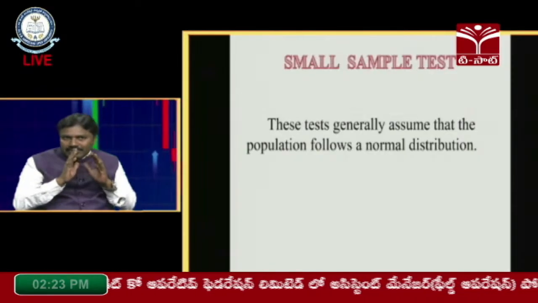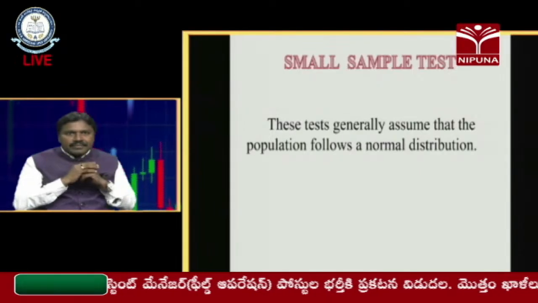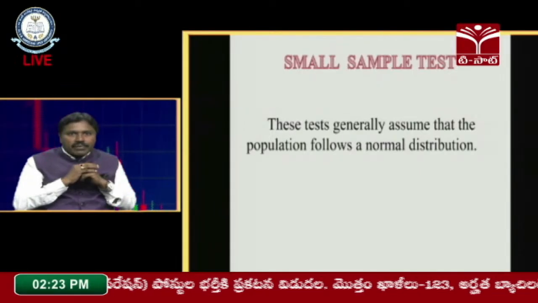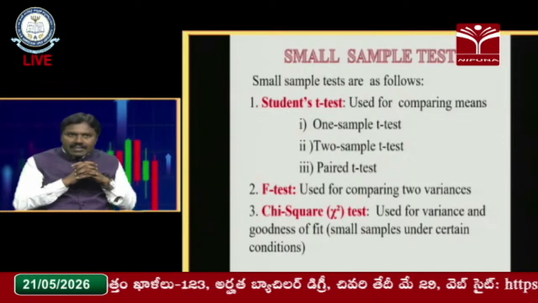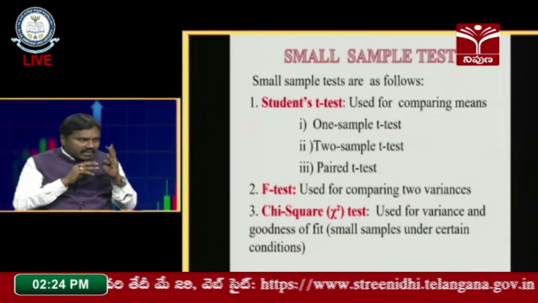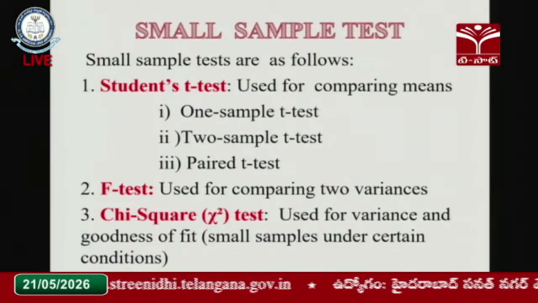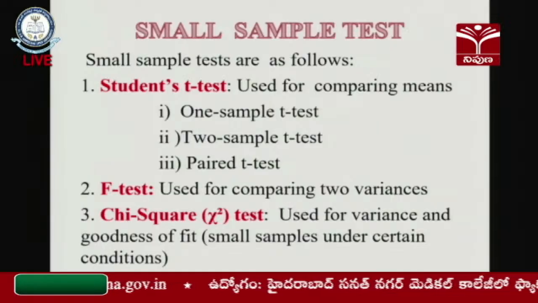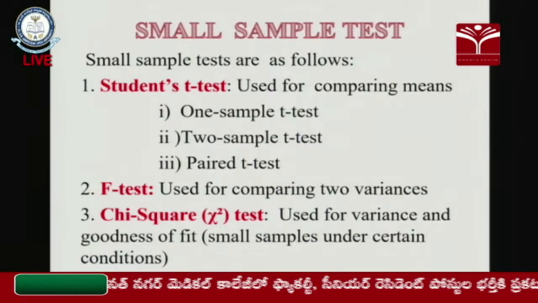Now I am going to discuss small sample tests. These tests generally assume that the population follows a normal distribution. Under this category, there are three important tests we can use. One is Student's t-test, generally known as the t-test. The second is the F-test, and the third is the chi-square test.